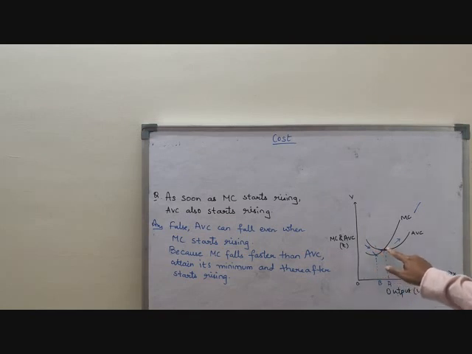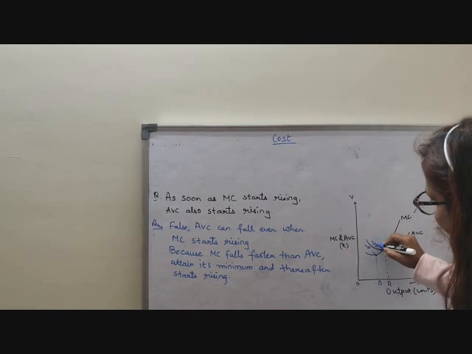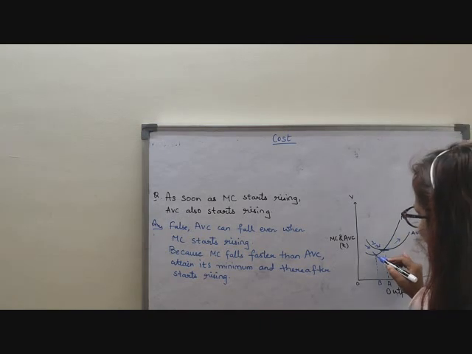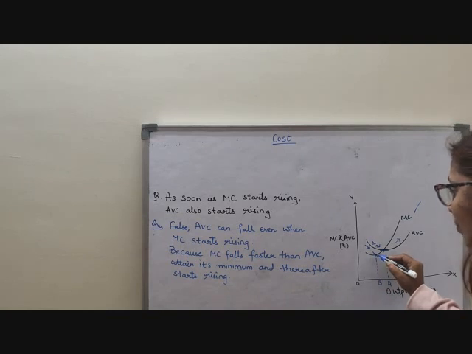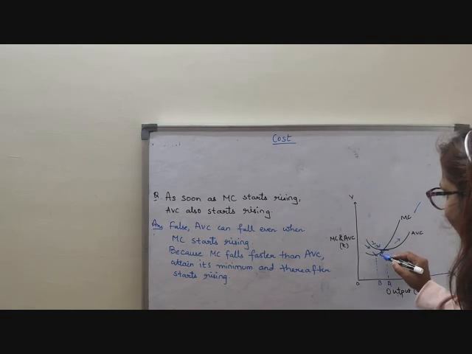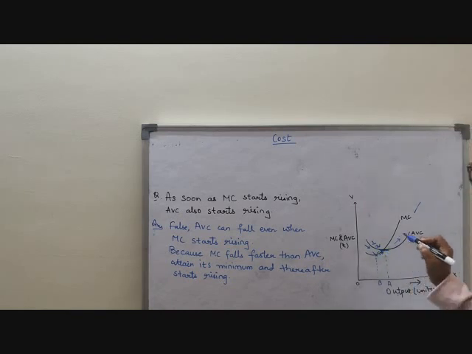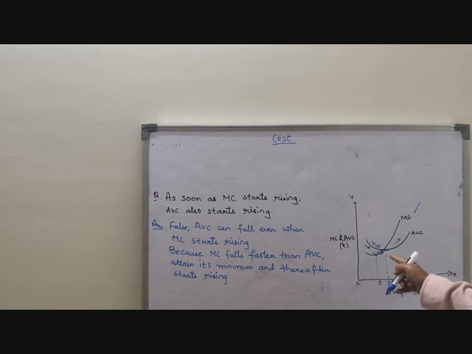Clear? After that it is rising. But till here it is falling. So you see that average variable cost is falling, but marginal cost has already reached its minimum point, and after that it is rising. See here it is rising. Is it not? So you tell me that marginal cost is rising from this point to this point, whereas average variable cost is still falling. So that means it is false. Average variable cost can fall even when marginal cost starts rising.